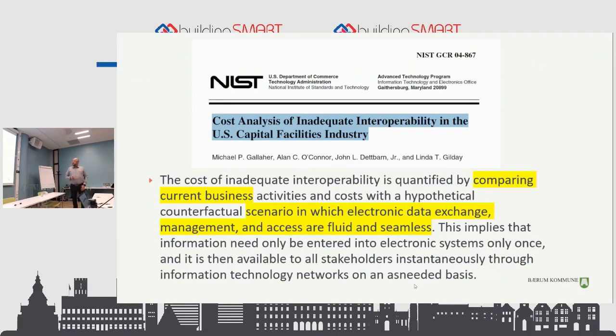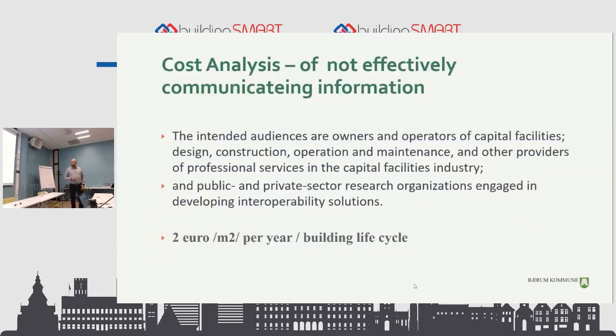This is an old report. I think it's from 2002, but this says that non-efficient gathering of information will cost us. It will cost us today about €2 per square meter per year in the building life cycle. That's costs because we switch instead of repairing. That's cost of having to go to the building to see what sort of lamps we have, to go out to the shop and buy a new one. So €2 per square meter per year.